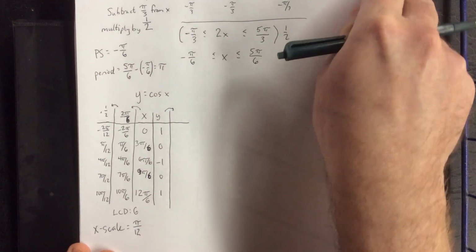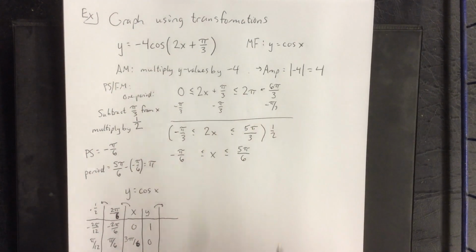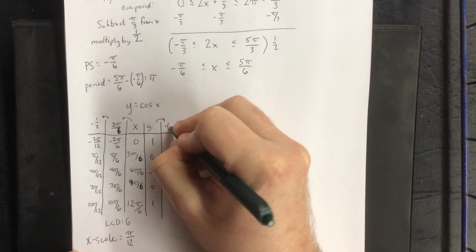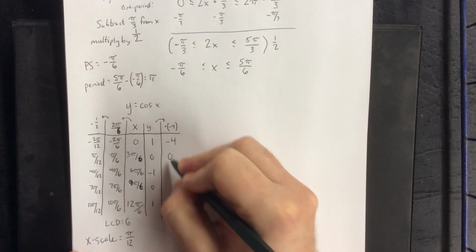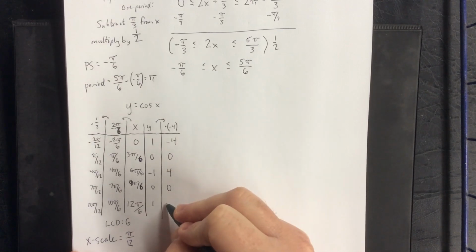My one y transformation is going to be multiply the y values by -4. So multiply the y values by -4. What used to be a maximum will now be a minimum. Midline does not change. What used to be a minimum will now be a maximum.